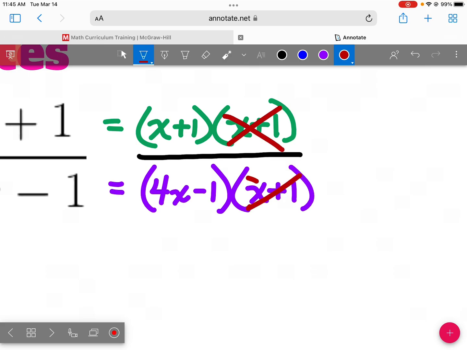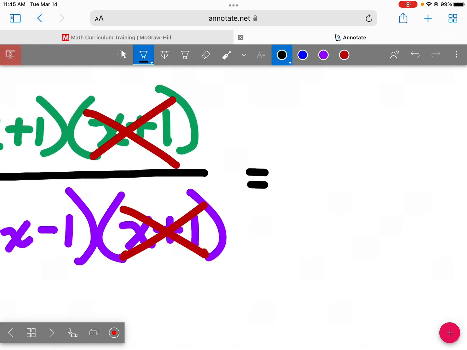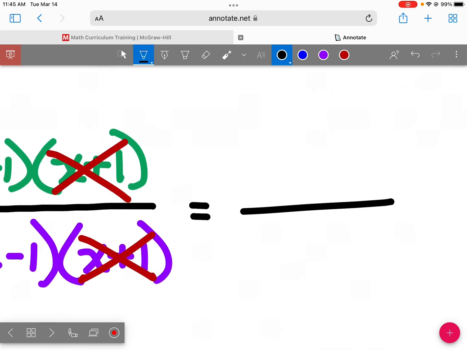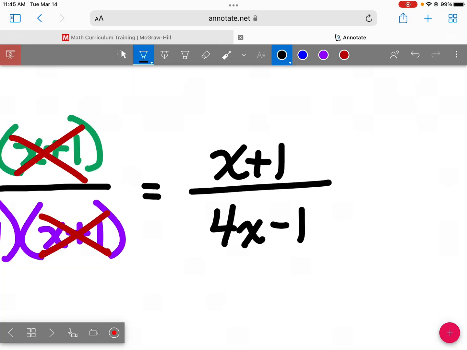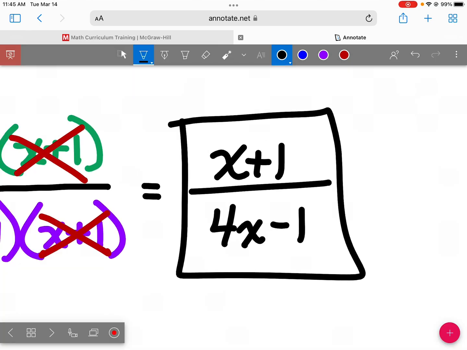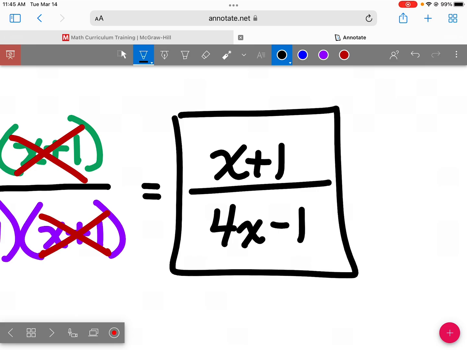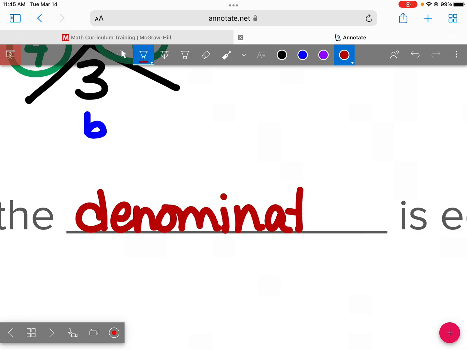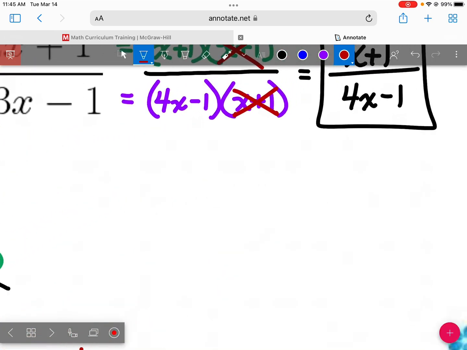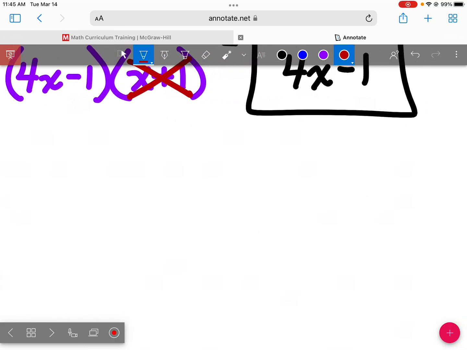We can cross out x plus 1 and x plus 1. So what would my fully simplified expression be? It's absolutely correct. X plus 1 over 4x minus 1. Which part do we make not equal to 0? The bottom. Because the top of a fraction is allowed to be 0. The bottom of the fraction is not allowed to be 0. So 4x minus 1 cannot be 0.